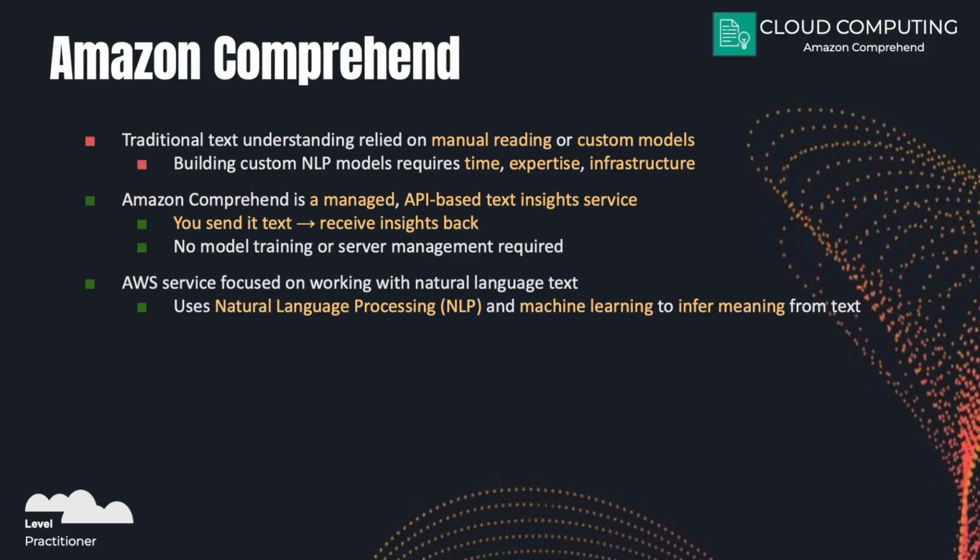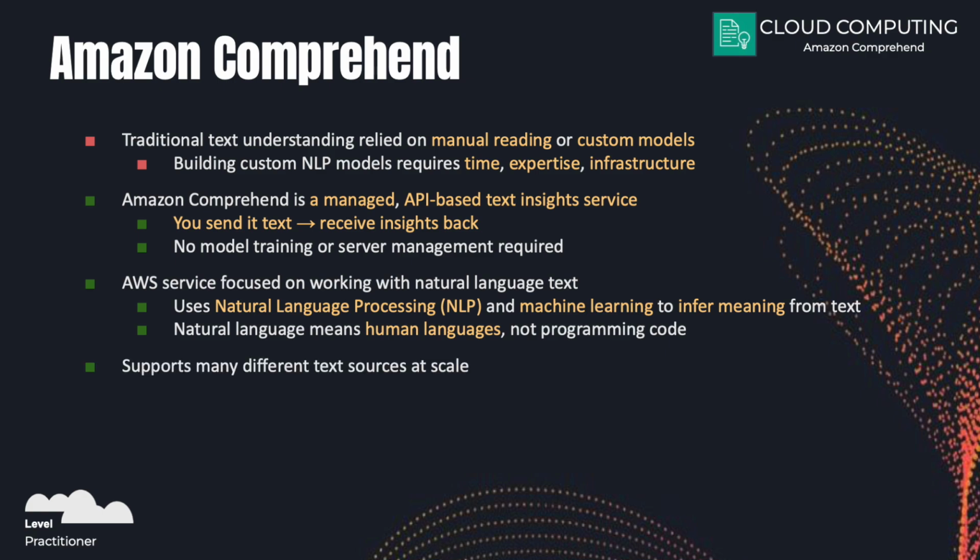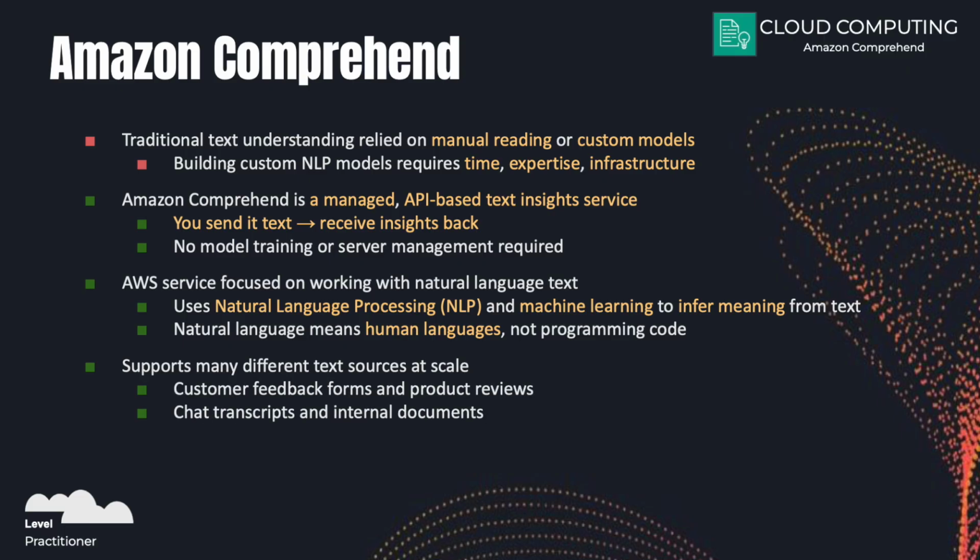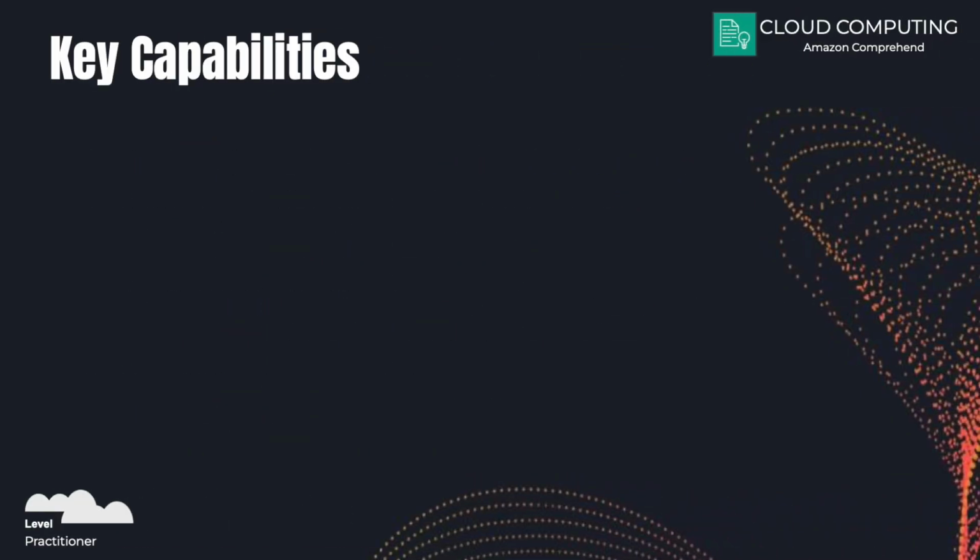It uses natural language processing and machine learning behind the scenes to read through your text and figure out what it means. And when we say natural language, we're talking about normal human language like English, Spanish, or French, not a programming language. You can feed Comprehend lots of different types of text: customer feedback forms, product reviews, chat transcripts, internal documents, blog posts, or even social media content. The main idea is, if it's written text and you want to understand it better at scale, Comprehend can probably help. Now, to make things easier to digest, let's break down some of the key capabilities of Comprehend.